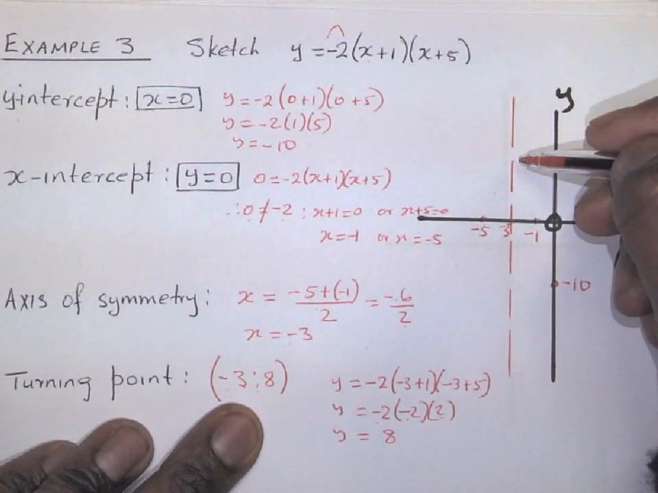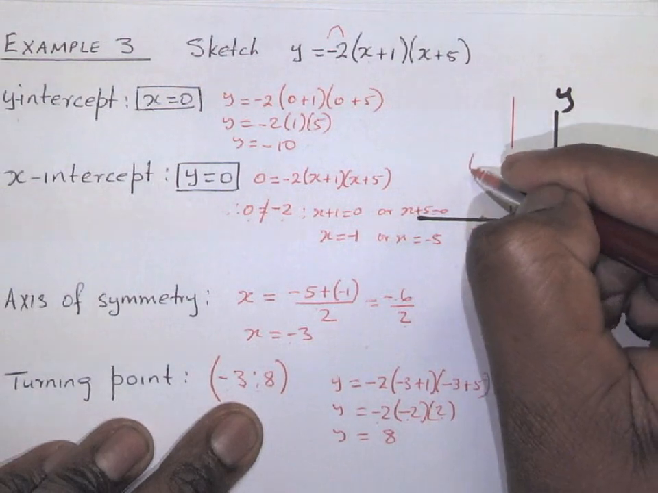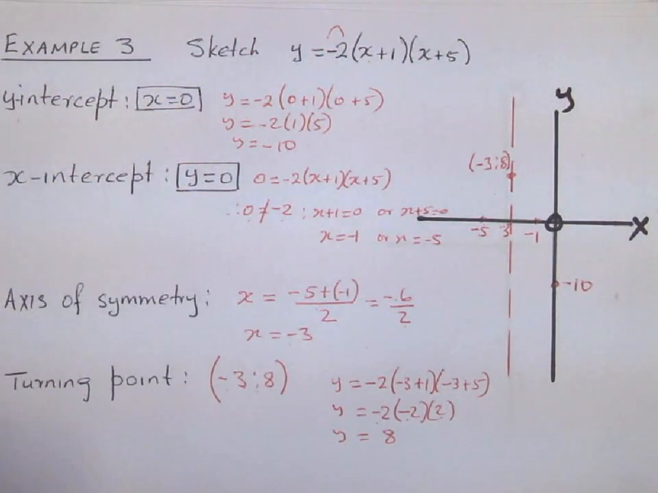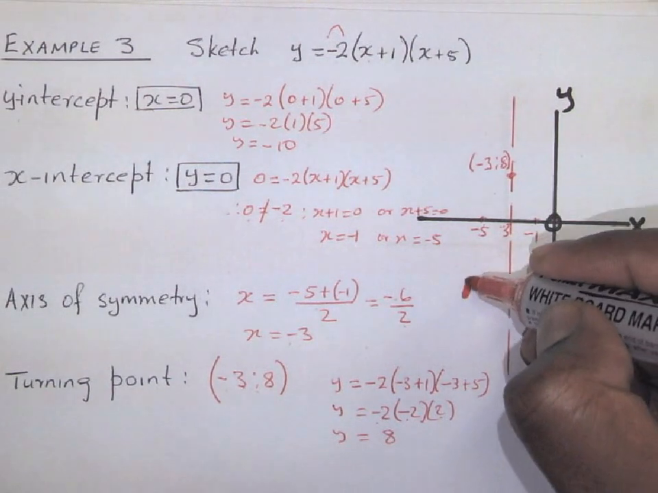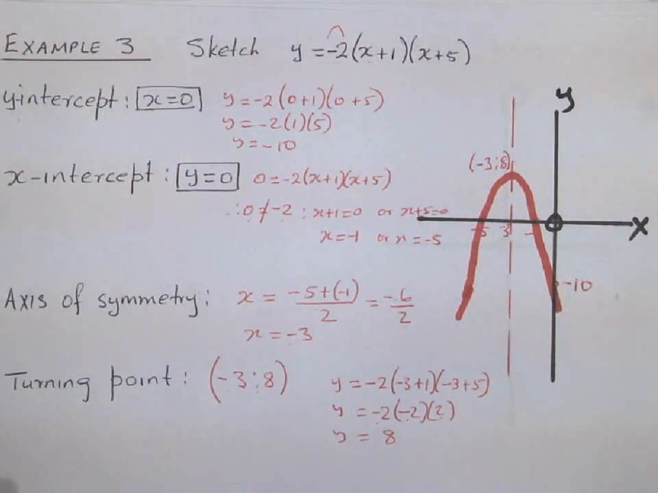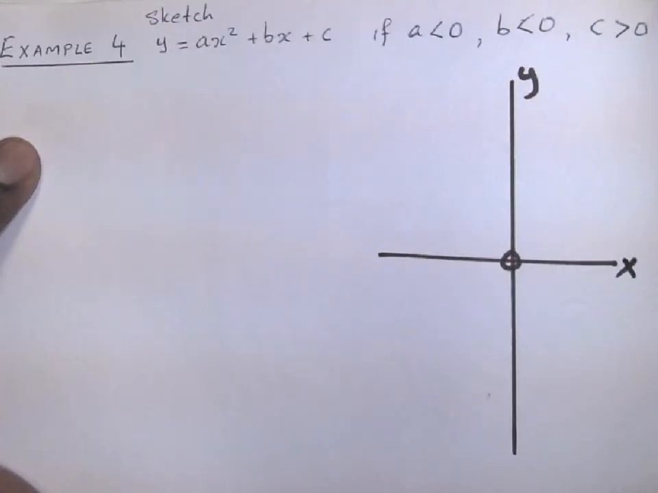Minus 3, 8 could be a point maybe somewhere there. It's minus 3, 8, and the graph is facing down. If I were to draw the graph, it will do something like this and like this to cut over there. So I've got our graph there. Let's check another example, which is the last one.